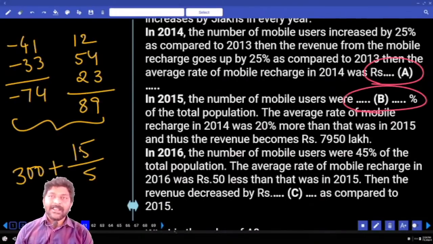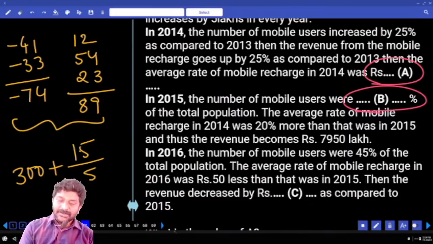Right, we have huge data and at the same time we have to find out these values. So calculation is required. So in such case it is better to go with quant questions.